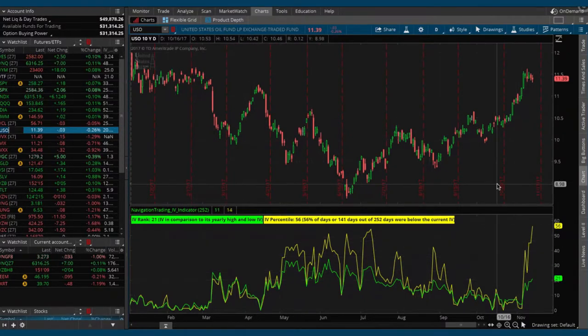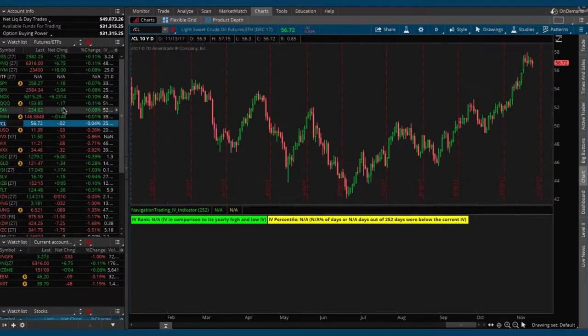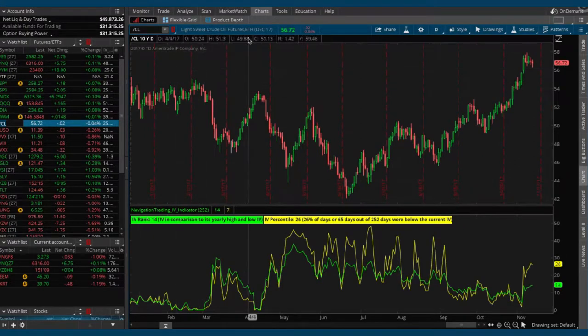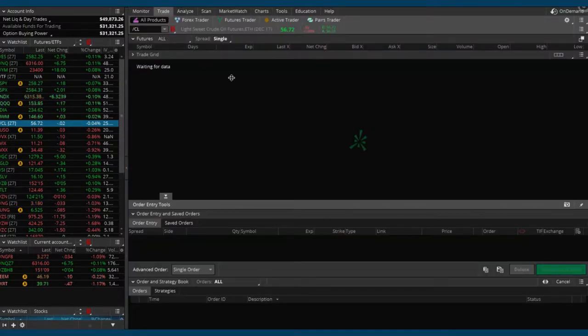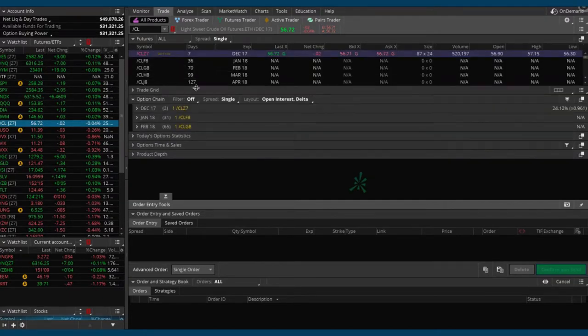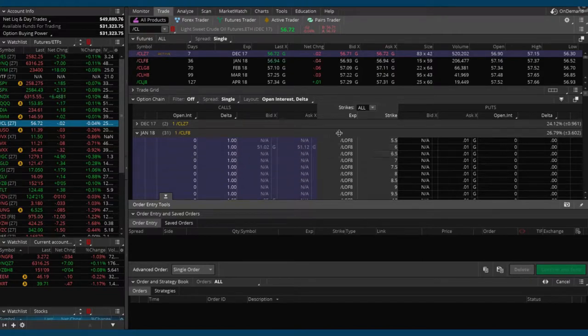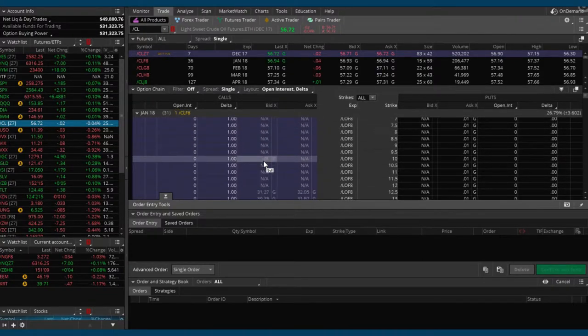Cool. So USO is the ETF, and we're not actually going to trade the ETF. We're going to trade the underlying future, which is /CL. So go ahead and click on that and then go to the trade tab. Okay, crude oil, and then the trade tab. It's waiting for data. There it comes. We've got 31 days left in January, so that looks good. All my strikes are showing.